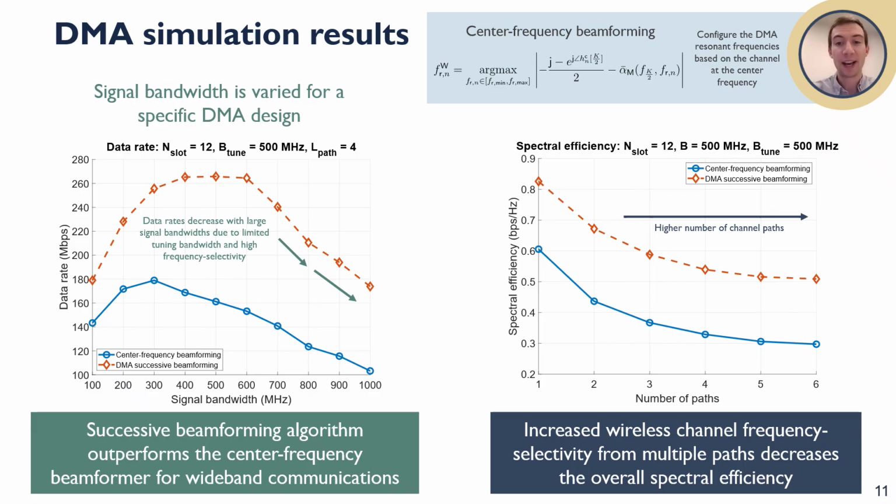Moreover, we also wanted to see how the DMA did with a different number of channel paths and multipath. And as expected, with multiple paths and more complexity, the spectral efficiency decreases with the number of channel paths, but the DMA successive beamforming algorithm still performs much better than the center frequency beamforming algorithm, showing that it can adapt better to the wireless environment and the frequency selectivity of the channel.